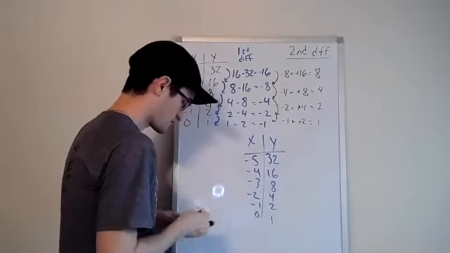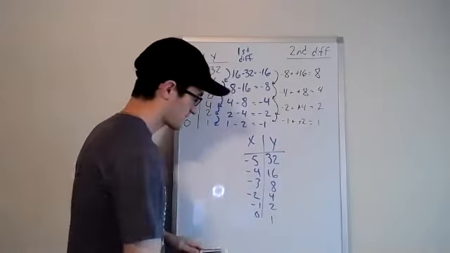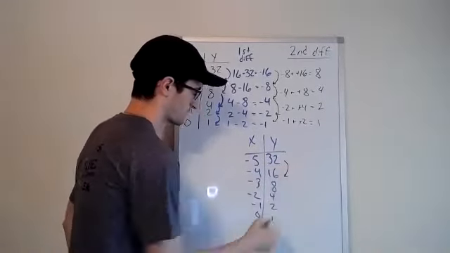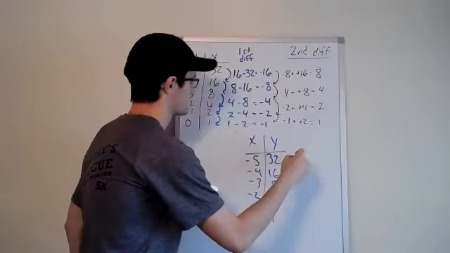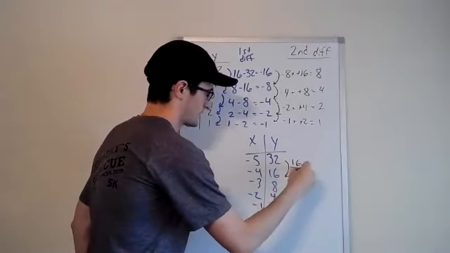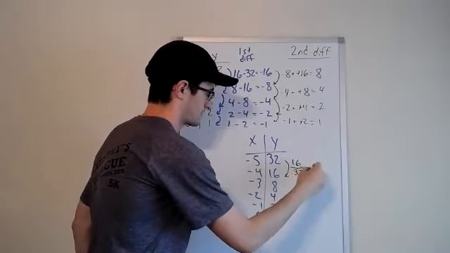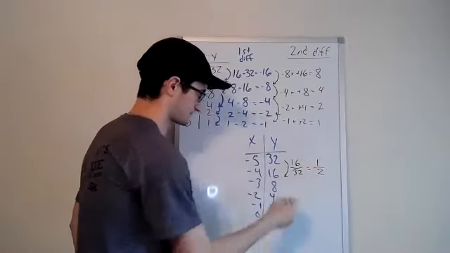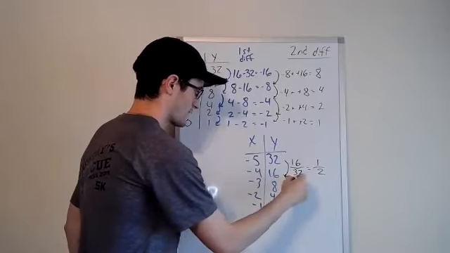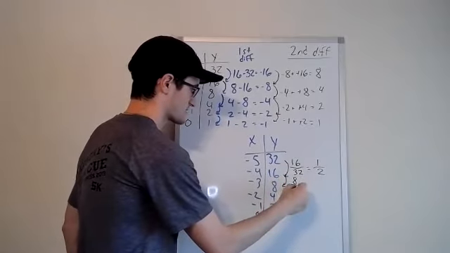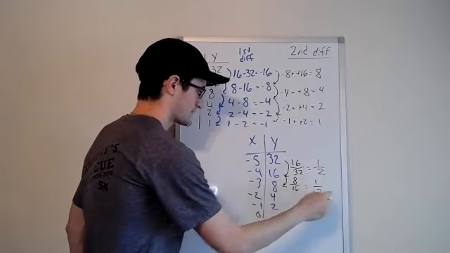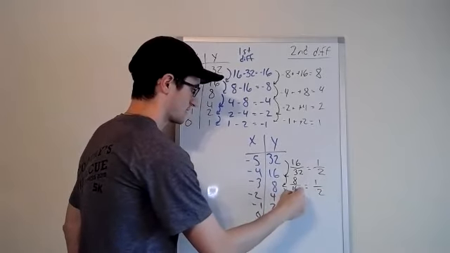So I'm going to draw my arrows again. I need some more colors. Now I'll take 16 divided by 32. That should give me 1/2. And that process needs to stay. That needs to be the pattern and the process that we take to solve this.